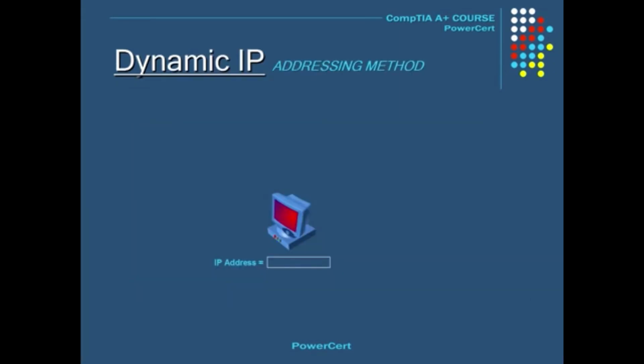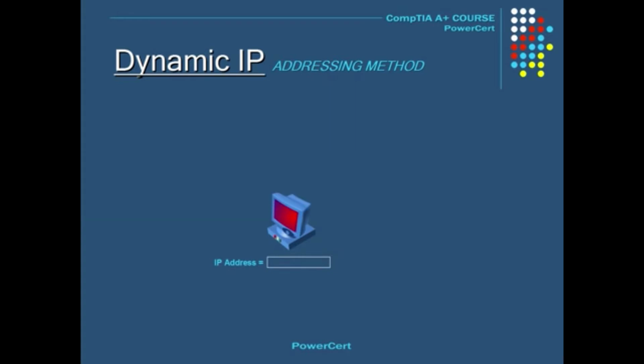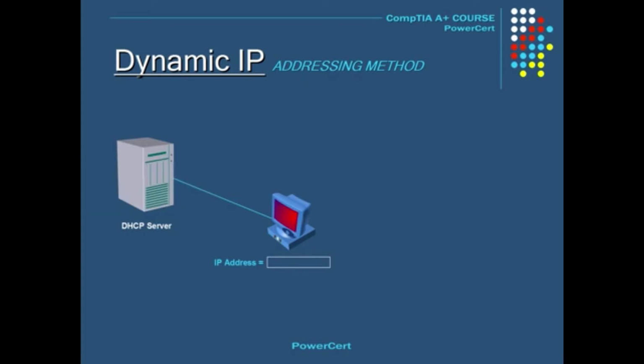Every computer on a network has to have an IP address for communication purposes. There are two ways that a computer can be assigned an IP address. It can be done either by using a dynamic IP or a static IP. A dynamic IP is where a computer gets an IP automatically from a DHCP server. DHCP stands for Dynamic Host Configuration Protocol. A DHCP server automatically assigns a computer with an IP address. In addition to an IP address, it can also assign a subnet mask, default gateway, and a DNS server.